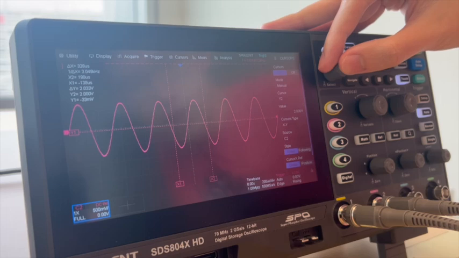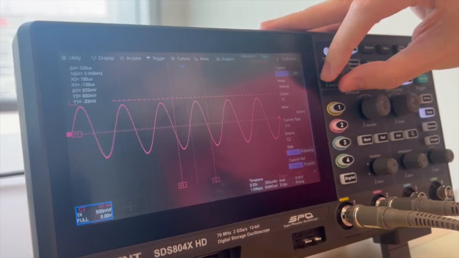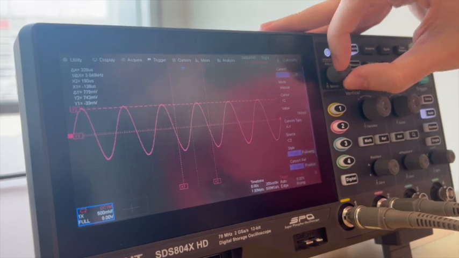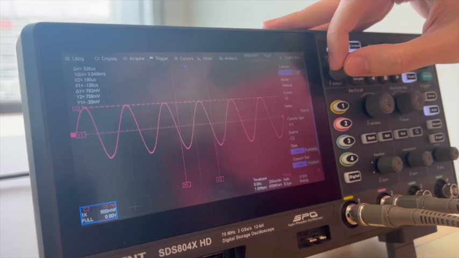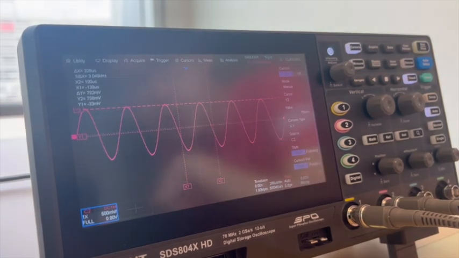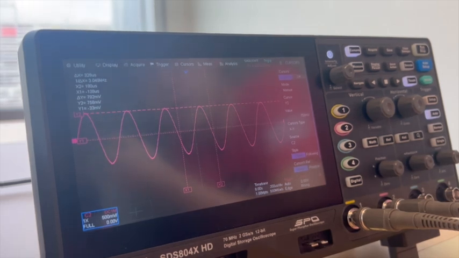That looks good. Then we take our second cursor, and then we want to put him at the top of the sinusoid. This will give us our magnitude, which is, it's about there. I think that looks good. So that means we have a magnitude of about 0.8 millivolts.